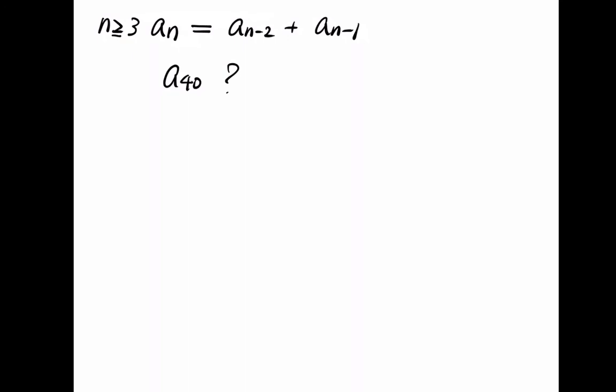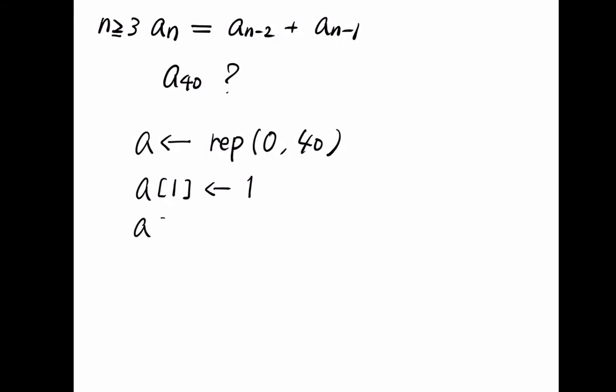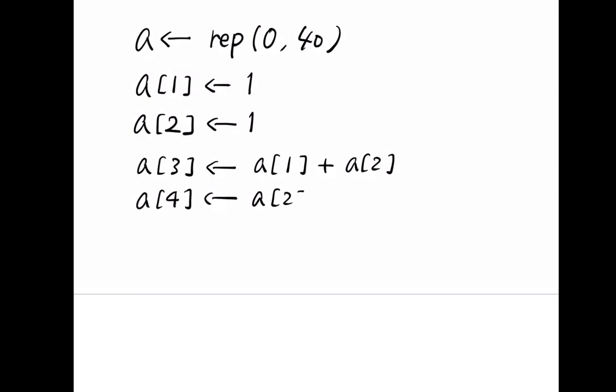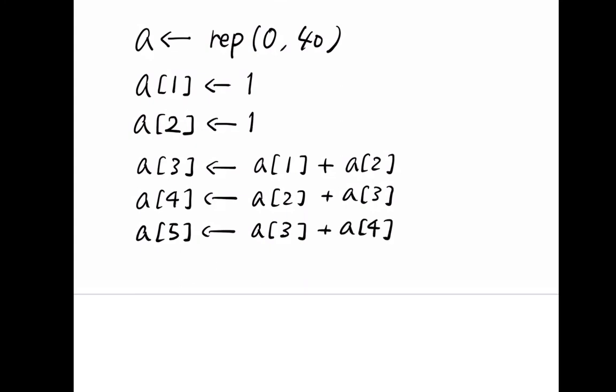I can use R, and the code is very simple. I create vector A, so I can use the repeat function. Repeat 0, 40. This creates a vector of 40 zeros. And then I can say, okay, the first element of A is 1. The second element of A is also 1. And then, of course, the third element of A is A1 plus A2. Fourth element is A2 plus A3. The fifth element is A3 plus A4 and so on. But of course, I wouldn't want to repeat this up to A40.